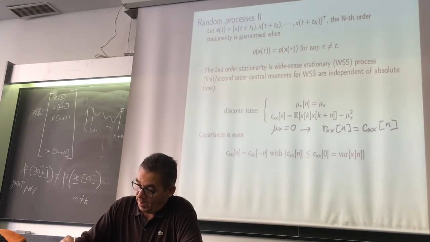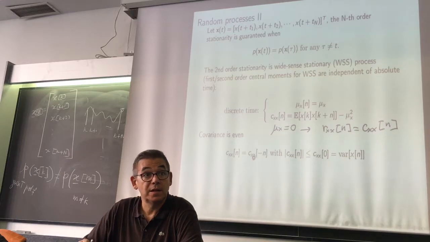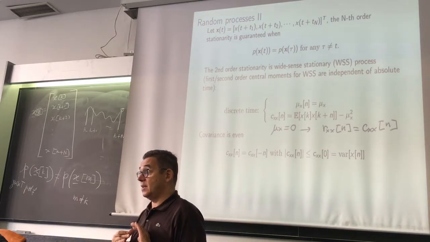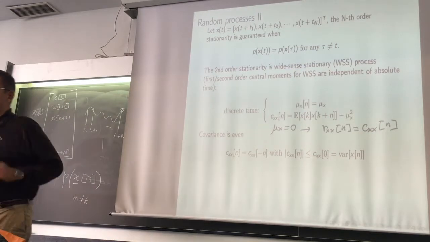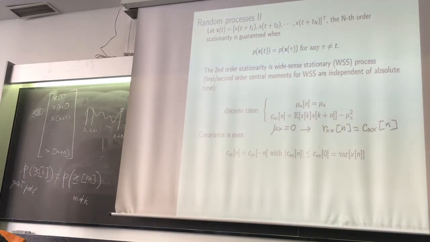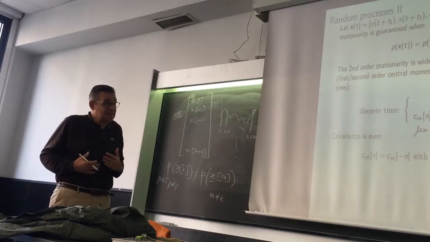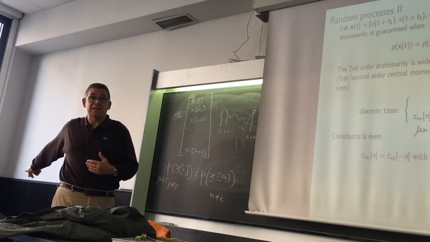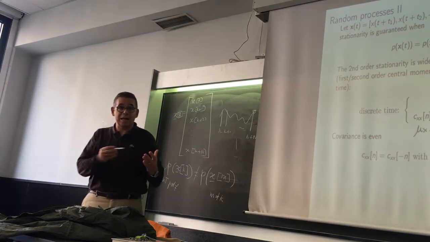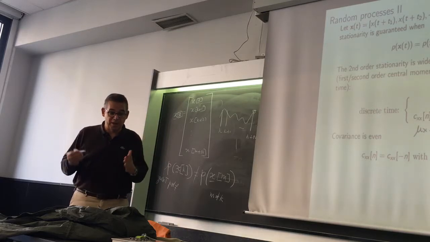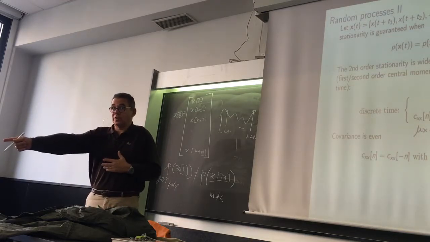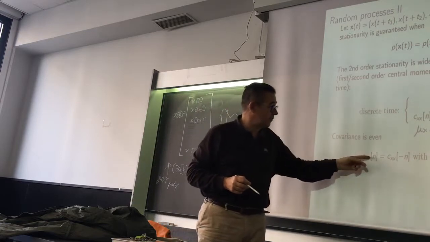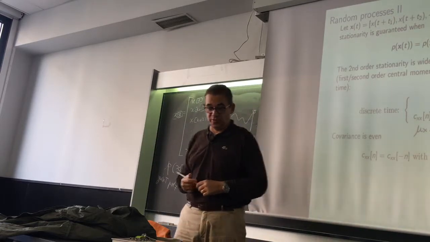For instance, the covariance is even. That means that if I calculate the covariance at plus n and the covariance at minus n, it is the same. So stationary means that there is no orientation in the time axis. Because the covariance between myself, k, and k plus n is the same as the covariance between myself and k minus n. That means the time orientation does not exist. If I'm sitting on one sample, the correlation 10 samples in front and 10 samples behind is the same. This is the meaning of the even behavior of the covariance.